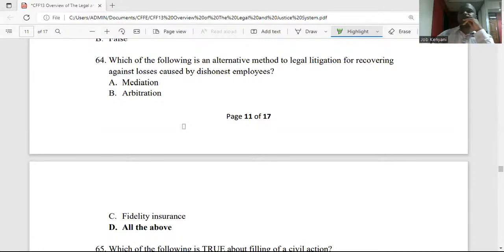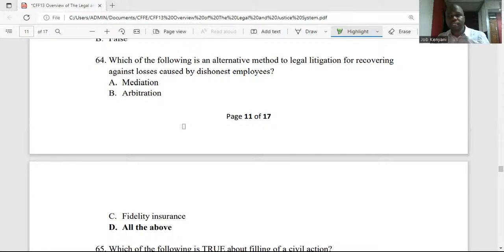So fidelity insurance is, for example, where you insure, or get an insurance cover, for recovery of all the losses caused by the employees of the company. Maybe it could be theft of items, or theft of inventory, or theft of money. So you can get an insurance cover for such losses that have occurred in the company, to cover any loss occurring as a result of a loss caused by the employees of the company.